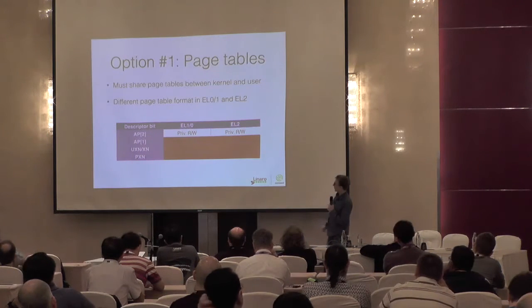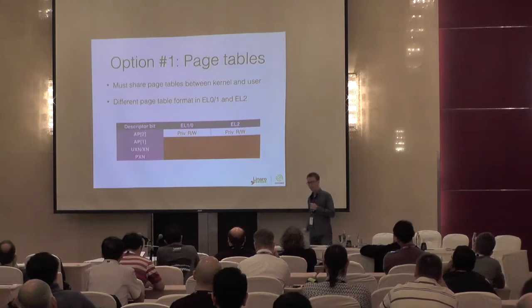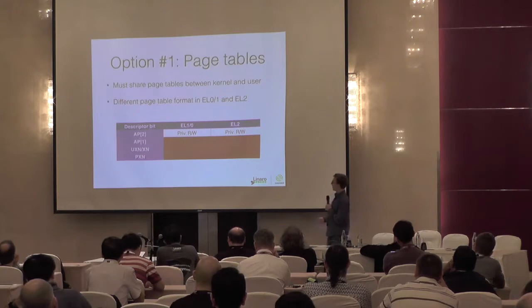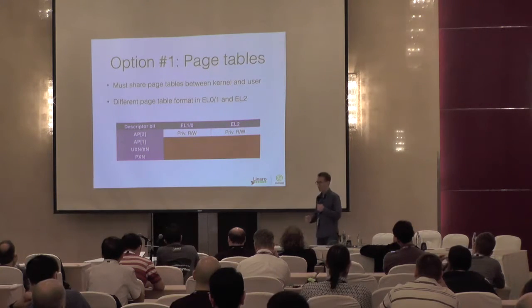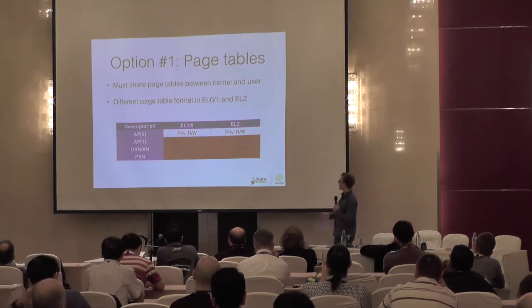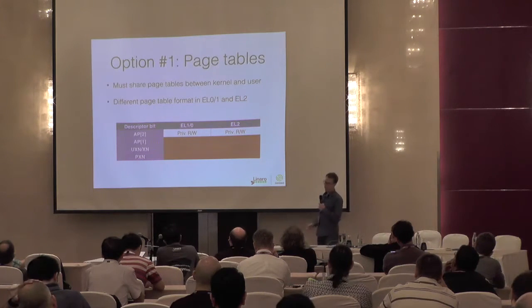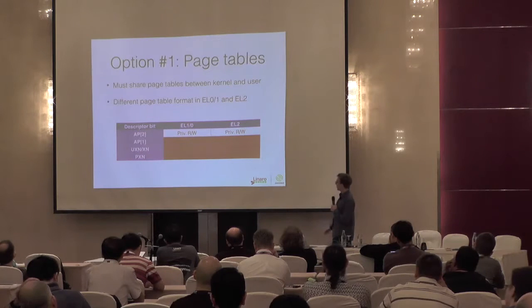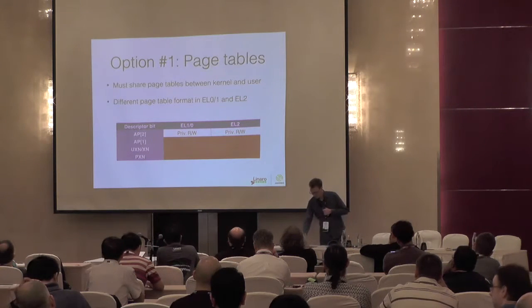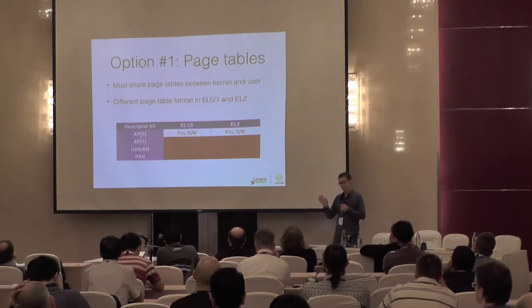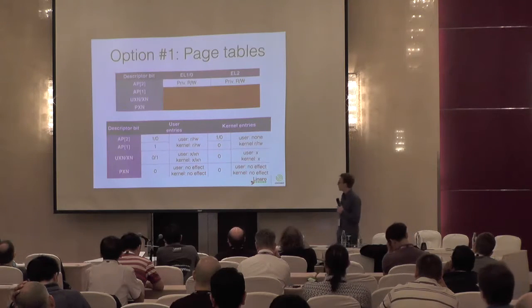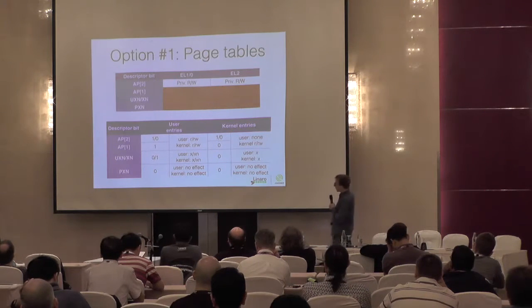In EL1 and EL0, you have an extra bit for the opposite case, for privileged execute never. That is, if your CPU is in a privileged mode, then you cannot execute code in that mapping. That is simply ignored as reserved as 0 in EL2. So how do we deal with that when we want the same page table? We deal with it like this.